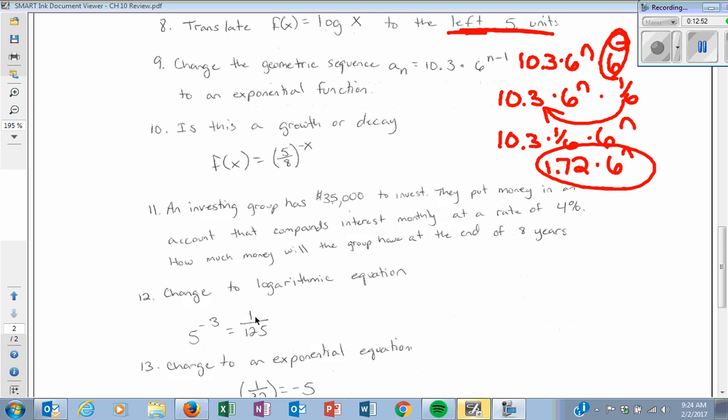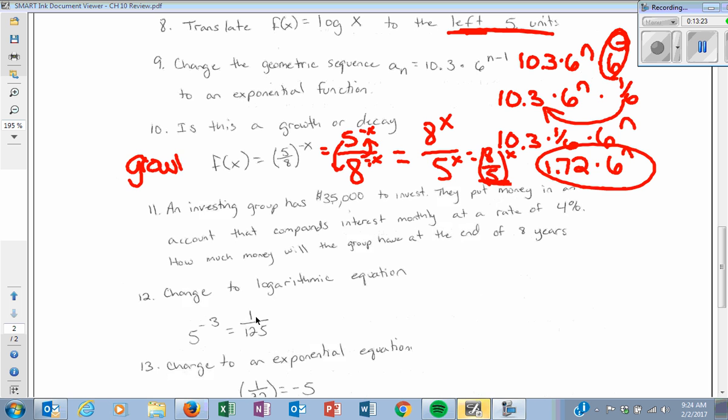All right. Is this a growth or decay? Well, again, what I can do is I can say, you know what, that means 5 to the -x over 8 to the -x. What does the negative exponent do to it? It just says, hey, you go down, and since this has a negative exponent also, it says you go up. So it becomes 8 to the x over 5 to the x, which is really just equivalent to 8 over 5 to the x. I can rewrite it like that. And that shows me that this number is bigger than 1. So this is a growth.